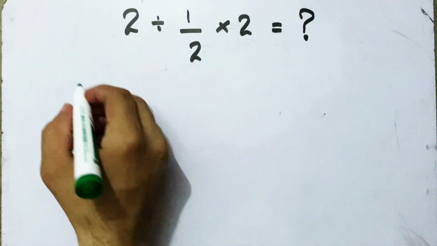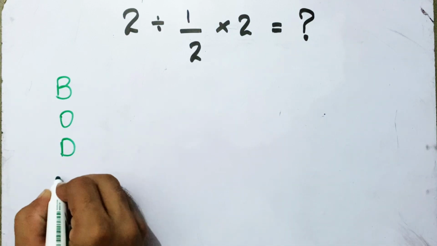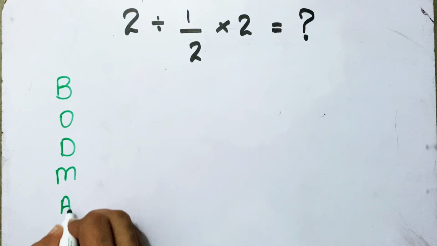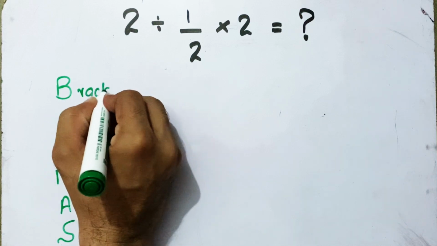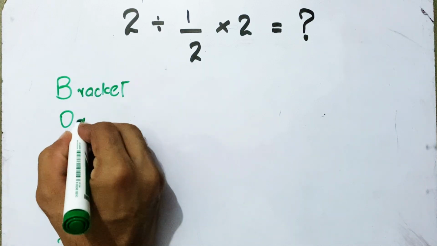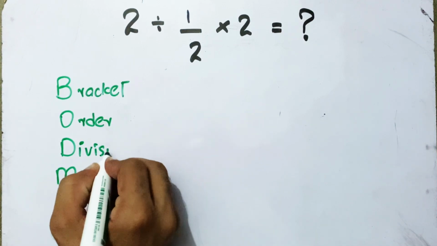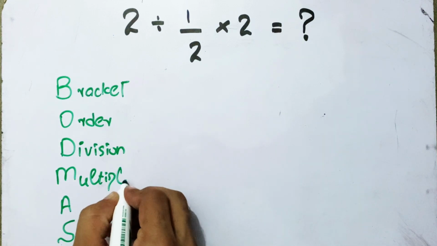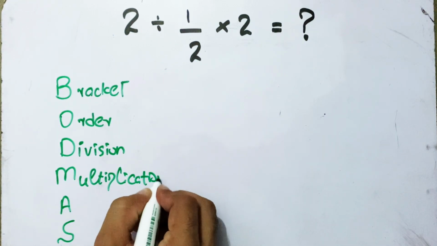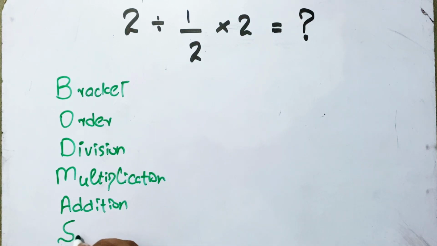Use the rule BODMAS. B stands for bracket, O stands for order, D stands for division, M stands for multiplication, A stands for addition, S stands for subtraction.